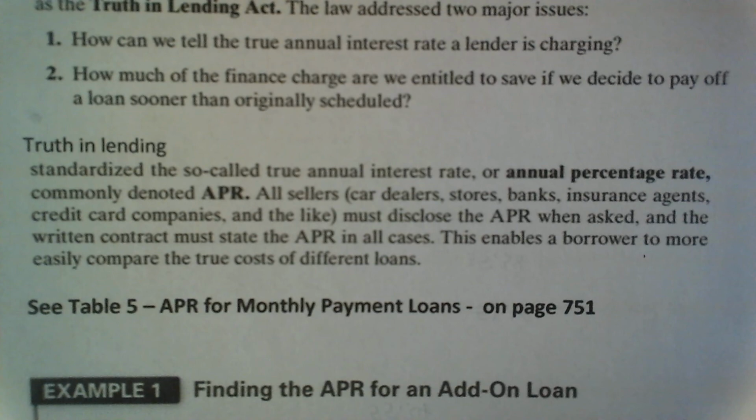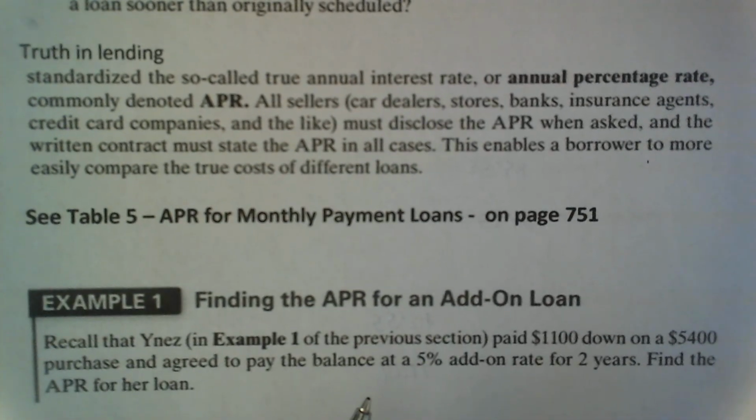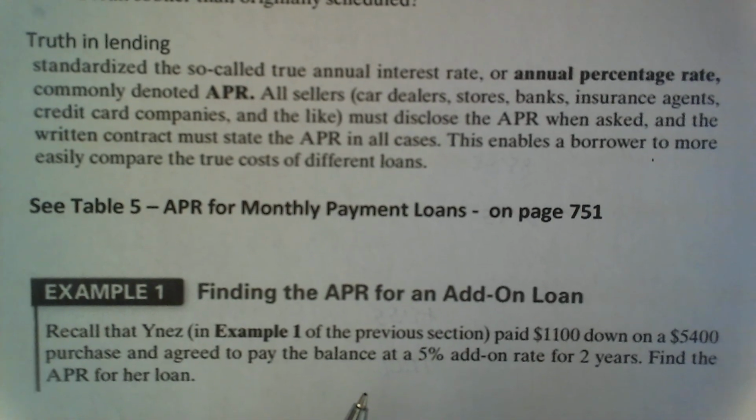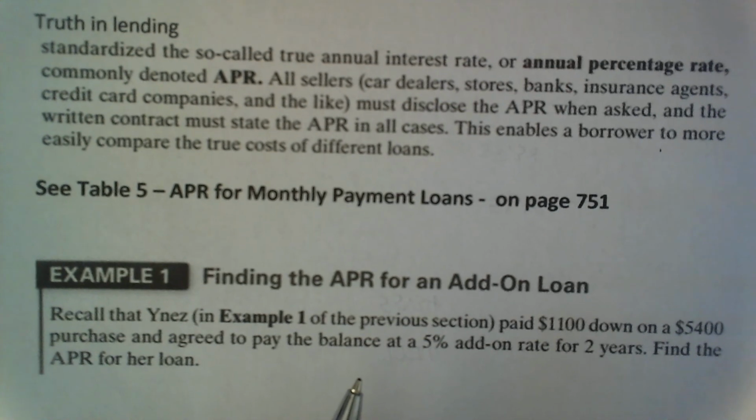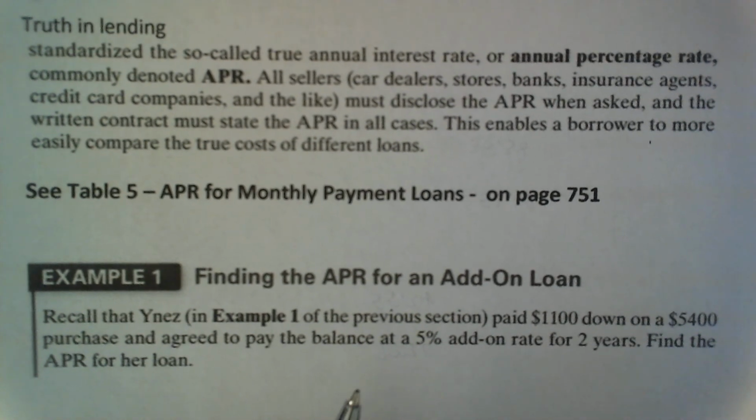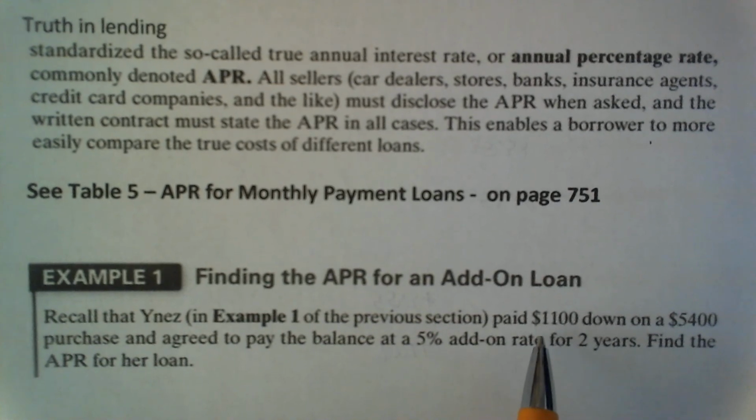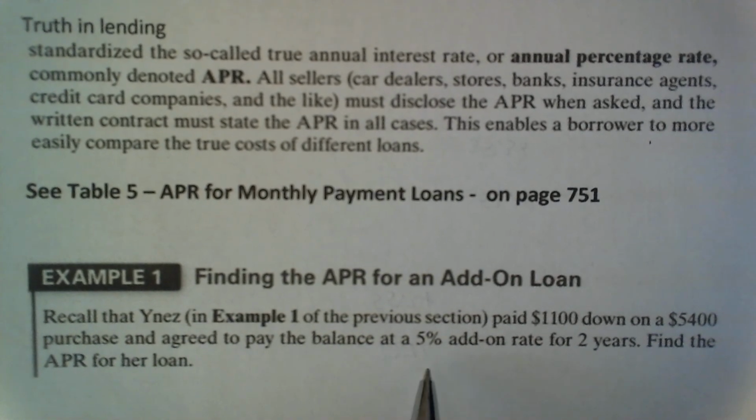The example that we are using here is to find the APR for an add-on loan. We had a previous example where someone bought some furniture for $5,400 and paid $1,100 down, and then agreed to pay the balance at a 5% add-on rate for 2 years. So the question is, what is the APR for her loan?